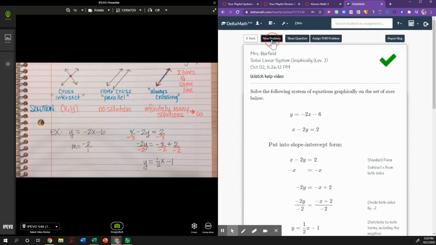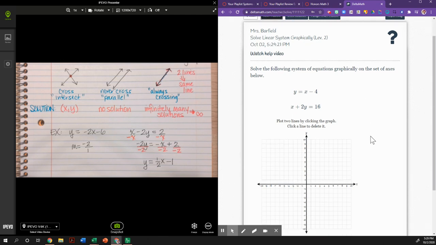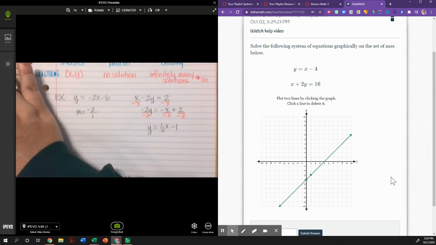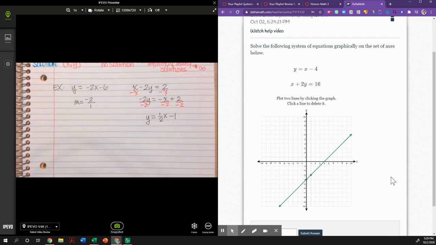All right, let's try another one. So I've got y equals x minus 4, and then I have x plus 2y equals 16. So like I said, I could start and graph y equals x minus 4. So that's minus 4 is my starting point, and my slope is up 1 over 1. Now I need to bring this down.